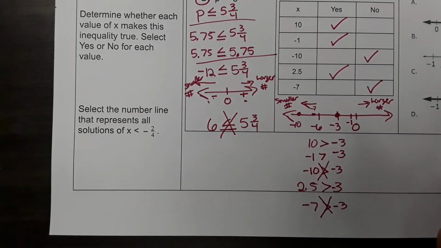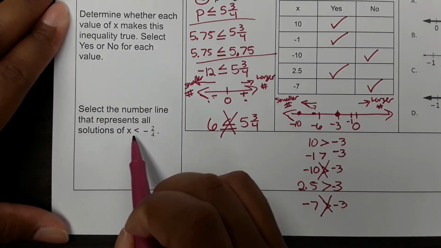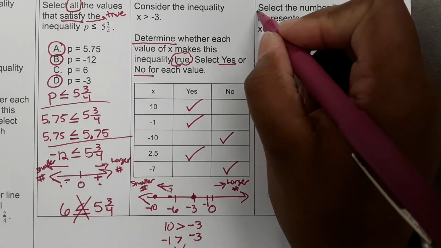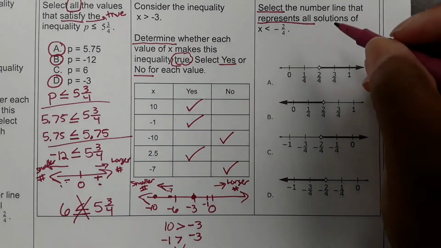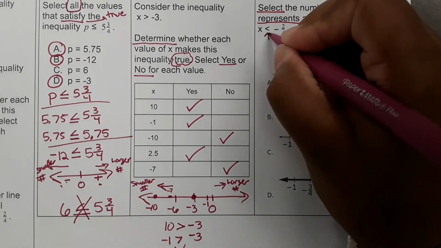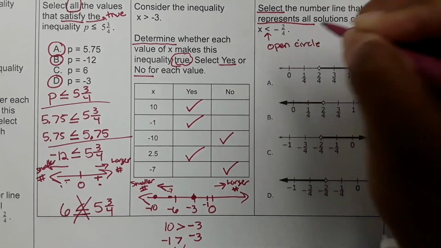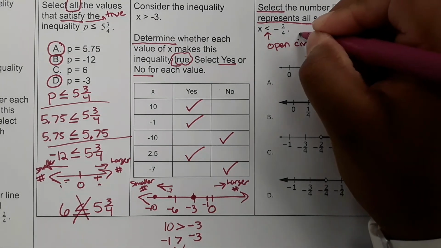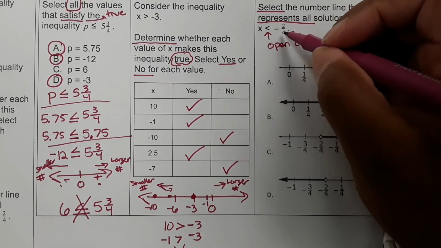And our last problem: select the number line that represents all solutions of x is greater than negative 2/4. So again, we are selecting, and it needs to represent all the solutions. When we're graphing inequalities on a number line, remember we have either an open or closed circle. This symbol means we have an open circle. So we cannot eliminate any because they're all open circles. Perfect.